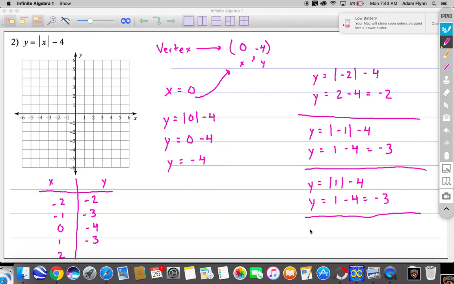Last one, plug in 2, so we've got y equals the absolute value of 2 minus 4. Absolute value of 2 is 2, so we have y equals 2 minus 4, which is negative 2.